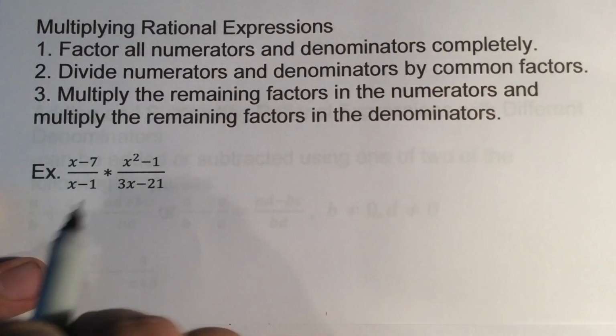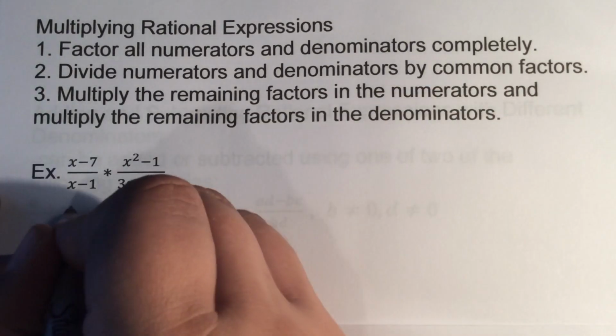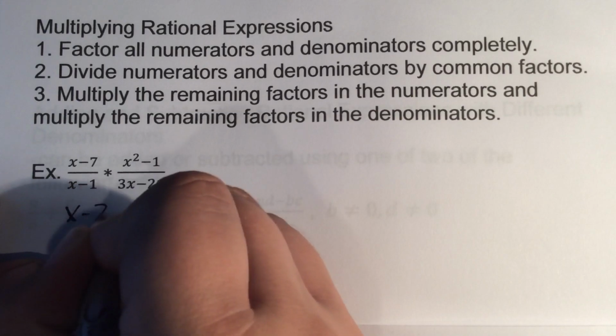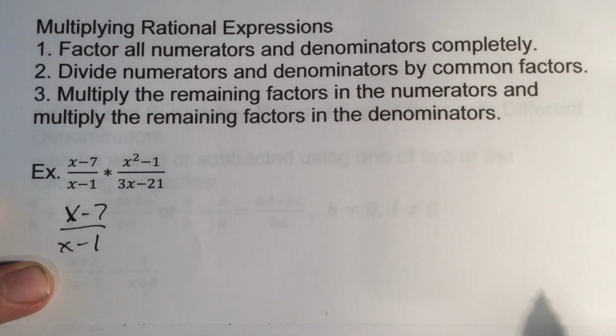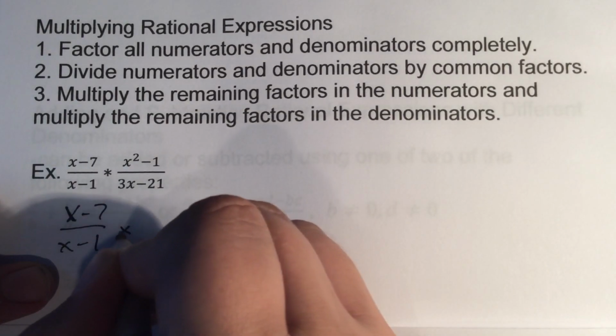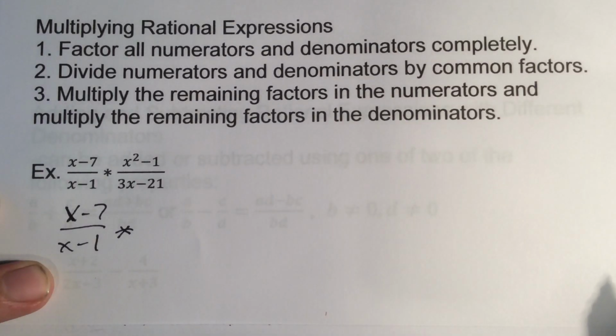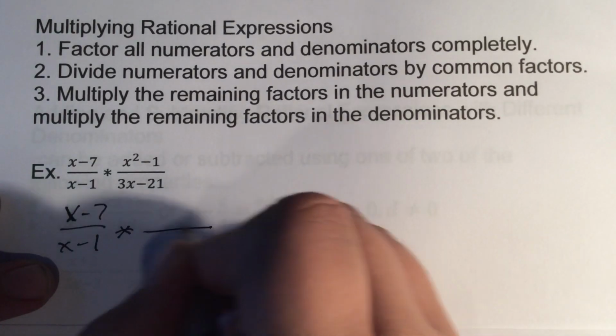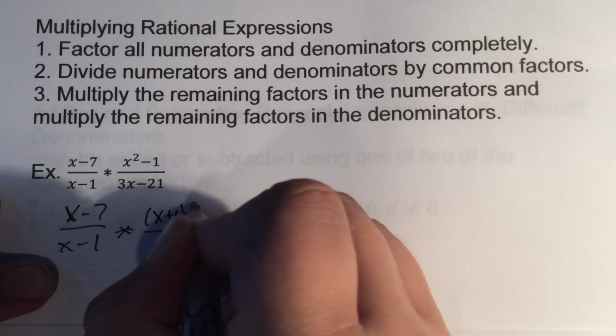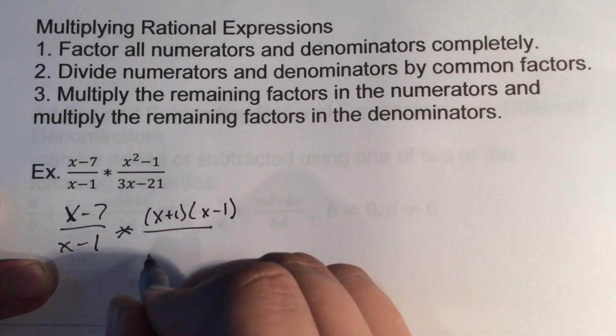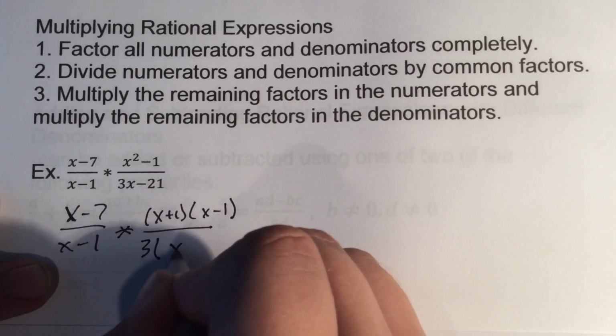So in this case, I'm going to look at factoring. Well, these first two are already factored. The x minus 7 over x minus 1. Here, though, x squared minus 1 is a difference of squares. So that goes to x plus 1, x minus 1. The bottom, I could pull a 3 out and have x minus 7.